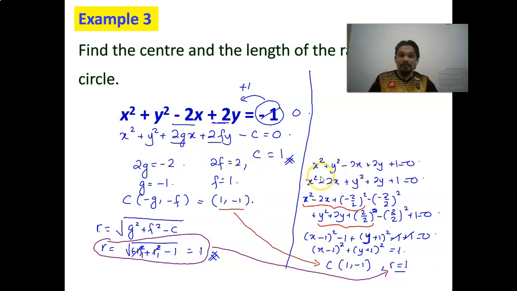It's only that the difference is we compare this with x squared plus y squared plus 2gx plus 2fy minus c equal to 0. And the other method is using completing the square.